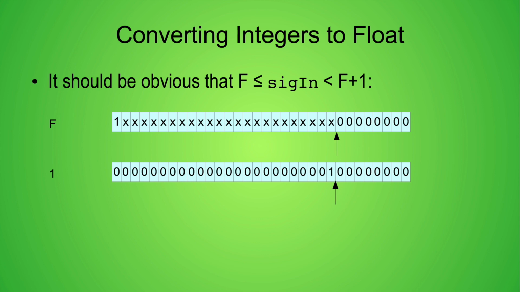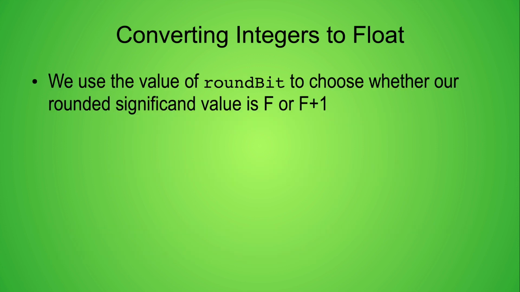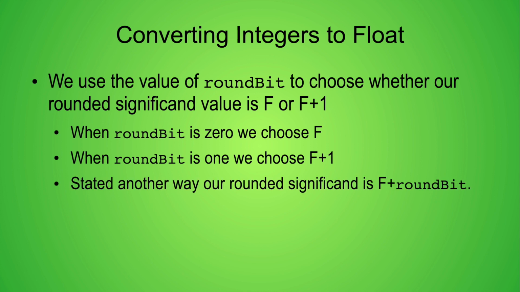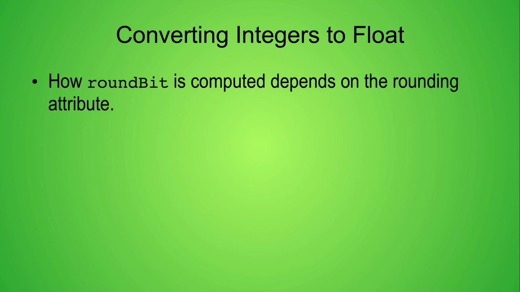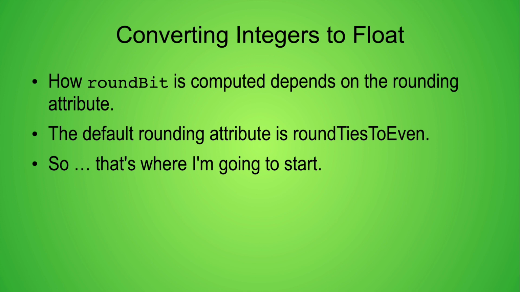When we shorten the significand from 32 bits to 24 bits, that is, when we're rounding, we're choosing between the values f and f plus 1. We use the value of round bit to make this choice. If round bit is 0, we choose f. If round bit is 1, we choose f plus 1. Stated another way, the rounded significand value is computed by the expression f plus round bit. How round bit is computed depends on the rounding attribute selected by the user. Since the default rounding mode is round ties to even, that's where I'm going to start.